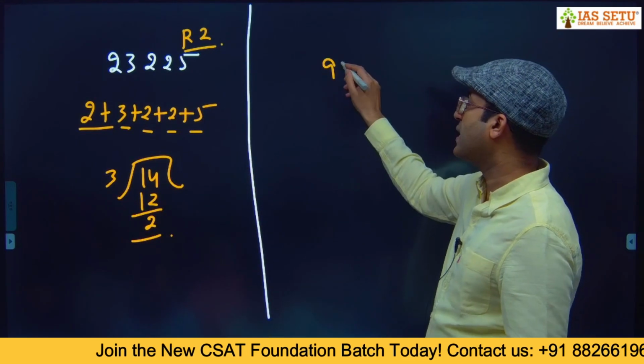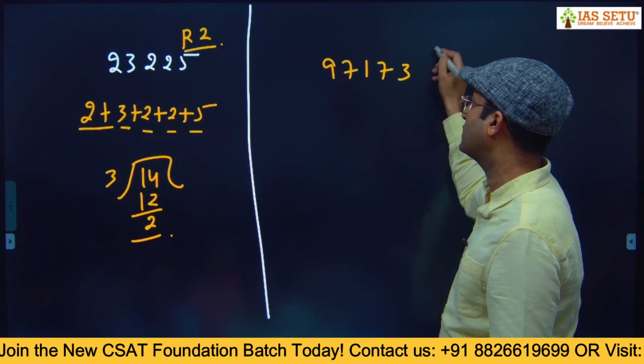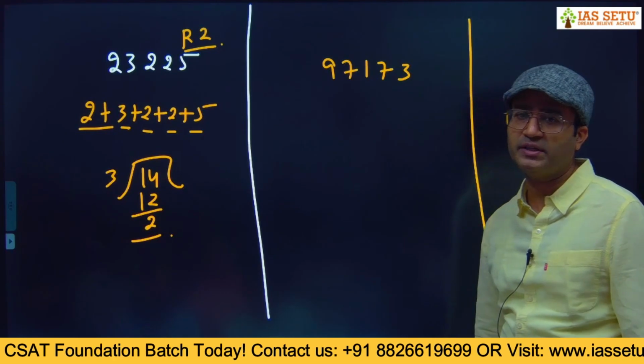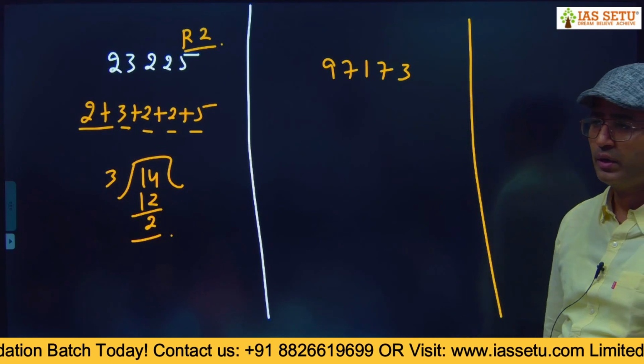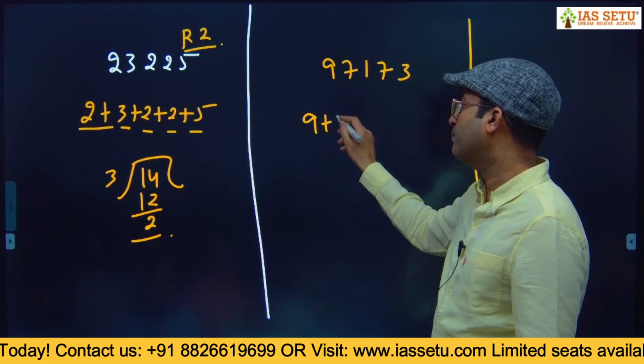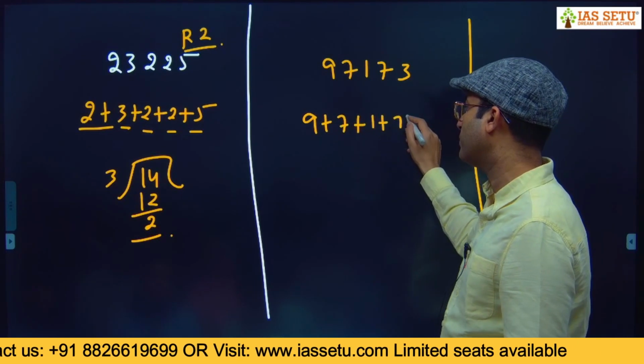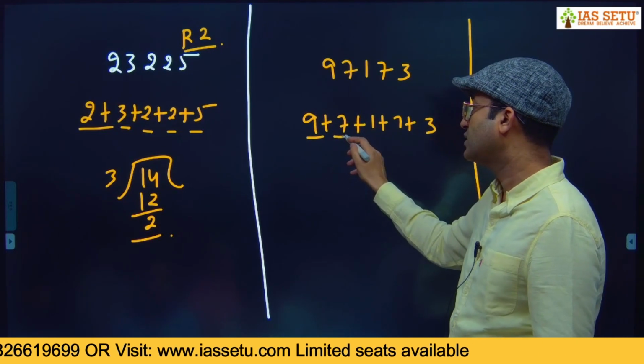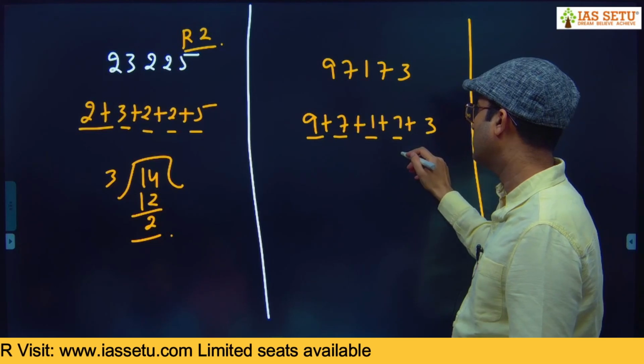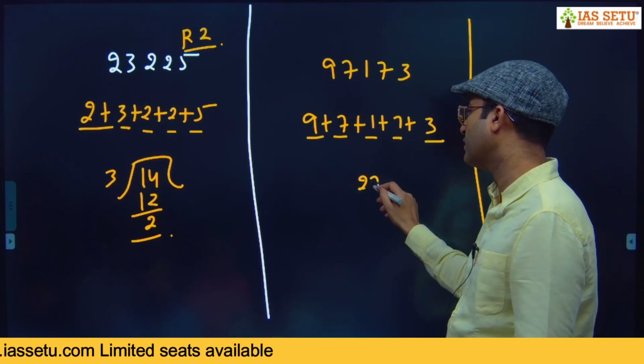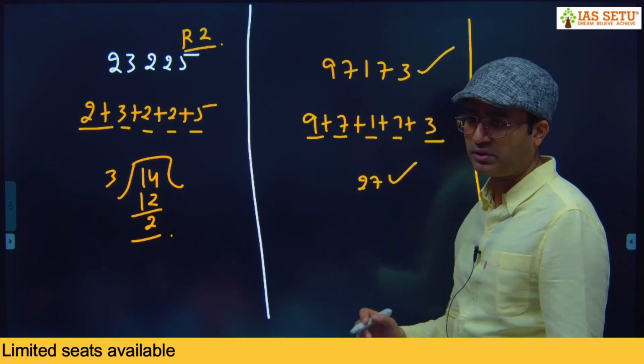Now next is 97,173. Check if this number is divisible by 3, yes or no. 9 plus 7 plus 1 plus 7 plus 3. 16, 17, 24, 27. Yes, it is divisible by 3.